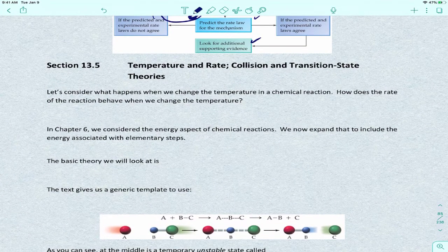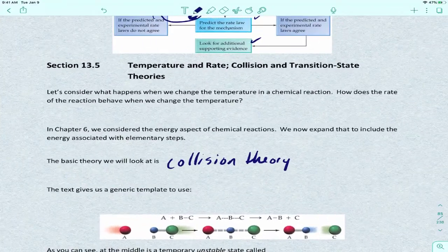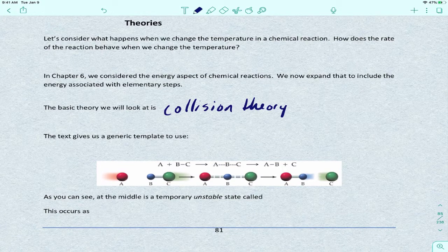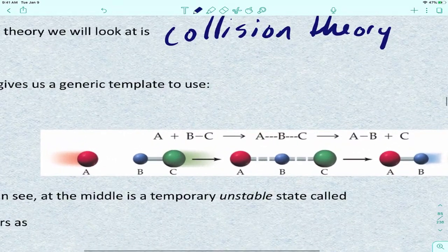So the basic theory of what we're looking at is called collision theory. Collision theory is the most up-to-date method of looking at a chemical reaction. The text gives us a generic template to use. Let's say you've got molecule BC and you've got atom A.